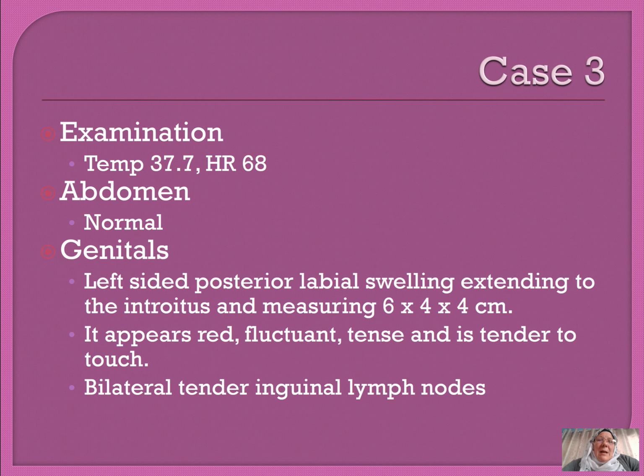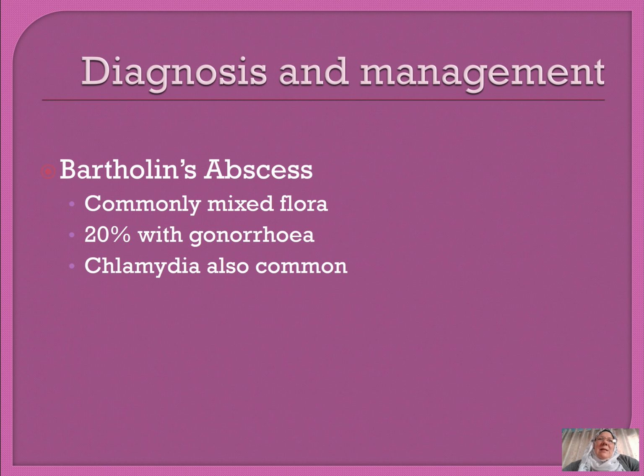What was important to ask? If she has been sexually active before, if she's married, but she's not. She has not been sexually active before. So this is a Bartholin's abscess. Bartholin's abscesses are mixed flora abscesses mostly, 20% have gonorrhea. Also chlamydia can happen. In a patient who has not been sexually active, it's more likely just to be a mixed flora bacterial abscess.